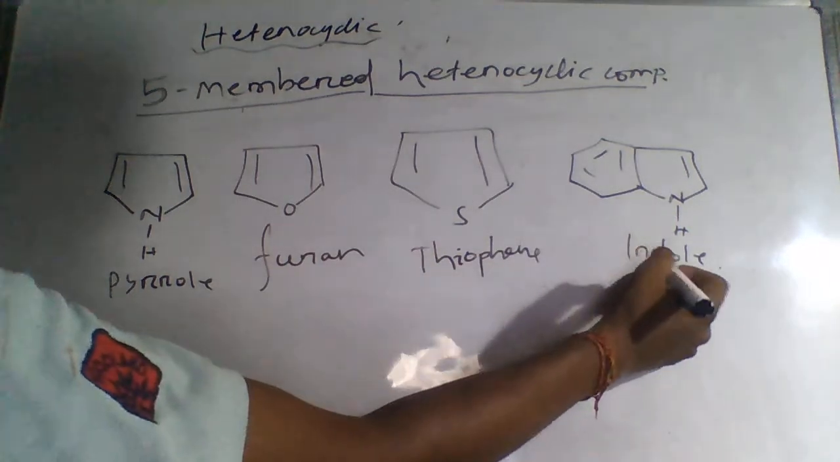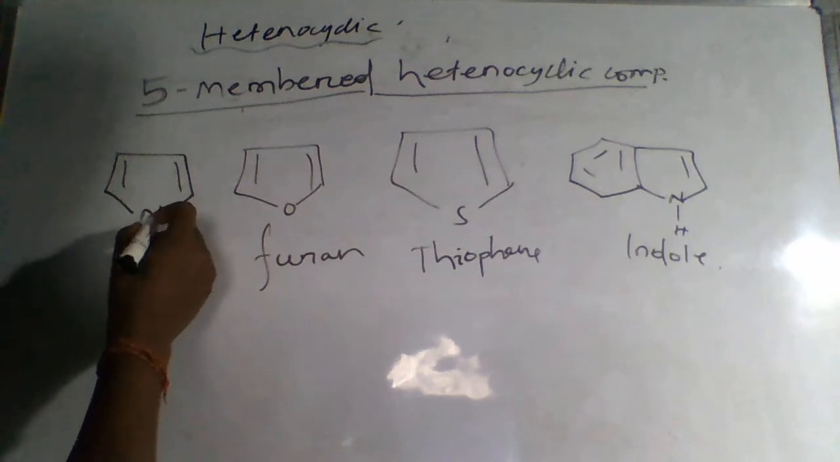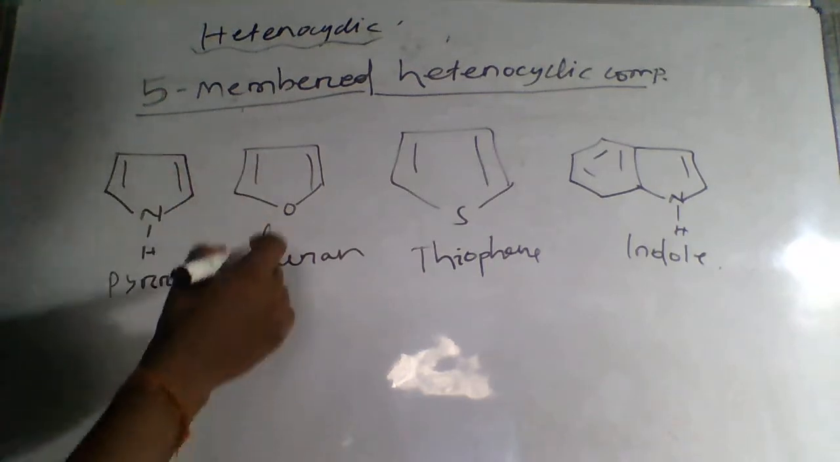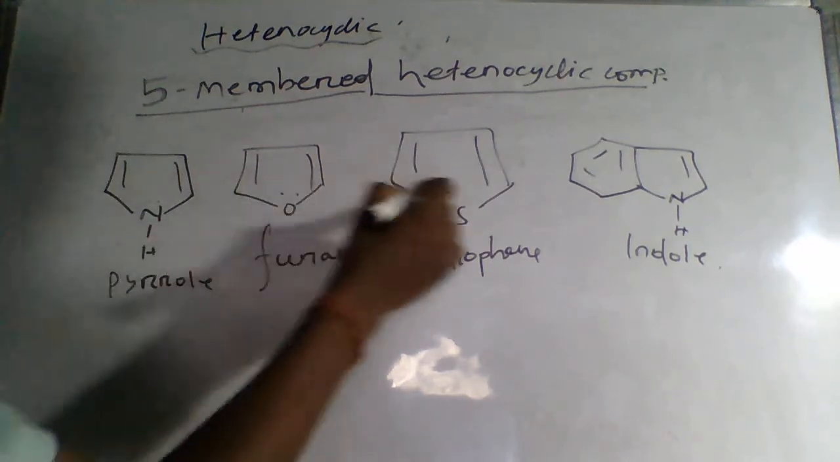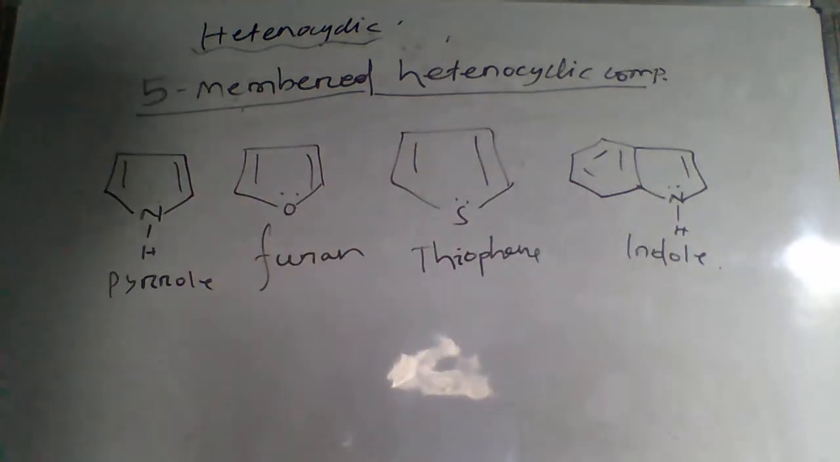Okay. This one is indole, and these are all aromatic compounds because here there are 2 pi bonds, 4 electrons, and also 1 lone pair. The lone pair participates in resonance, and hence the total number of electrons will be 6, and hence all are aromatic.